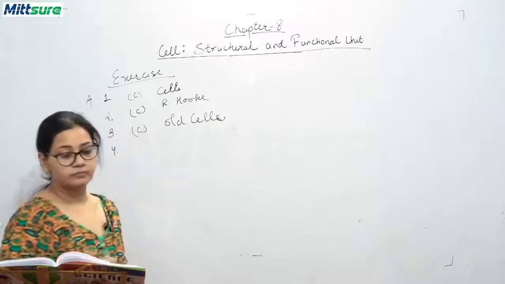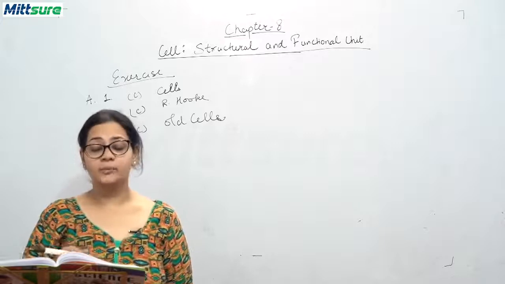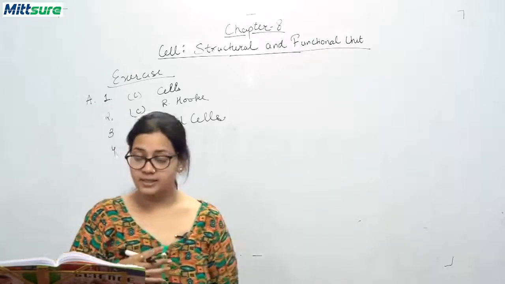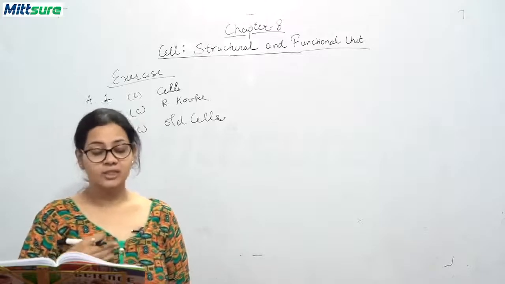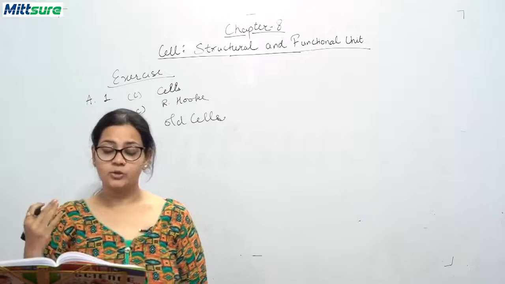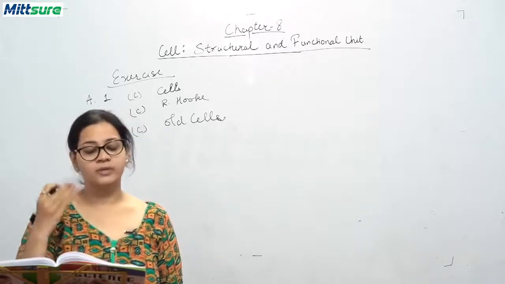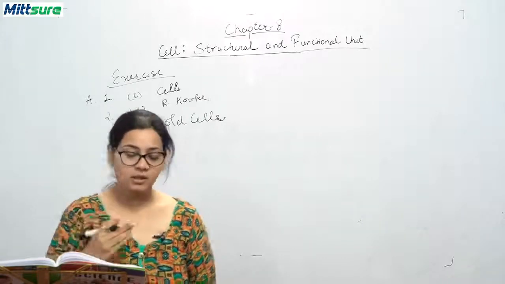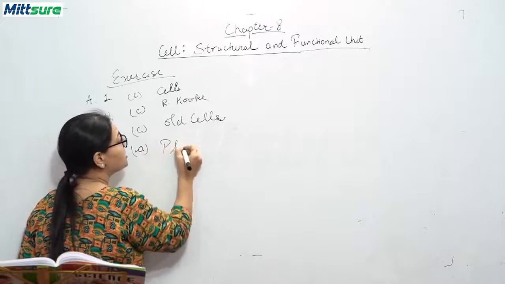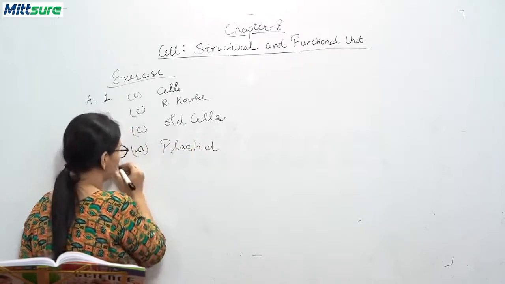Fourth, which structure is not present in the animal cells? The options are A. Plastids, B. Chromosome, C. Nucleus, and D. Cell membrane. Chromosomes are present, so the correct option is A. Plastids. Plastids are only present in plant cells, not in animal cells.